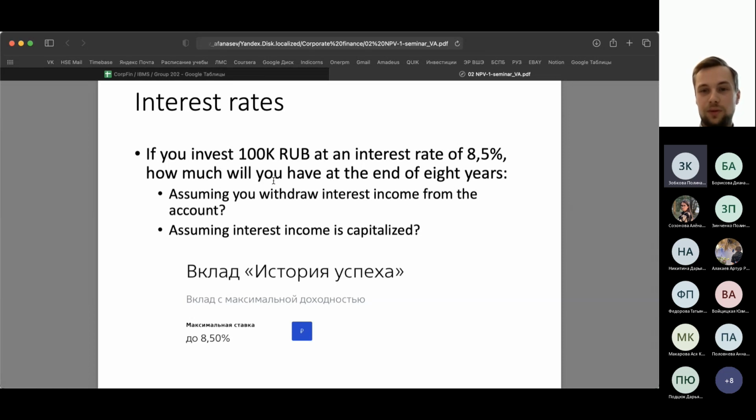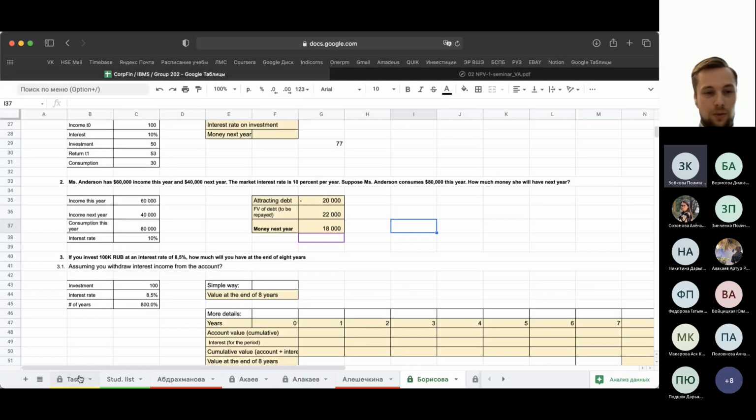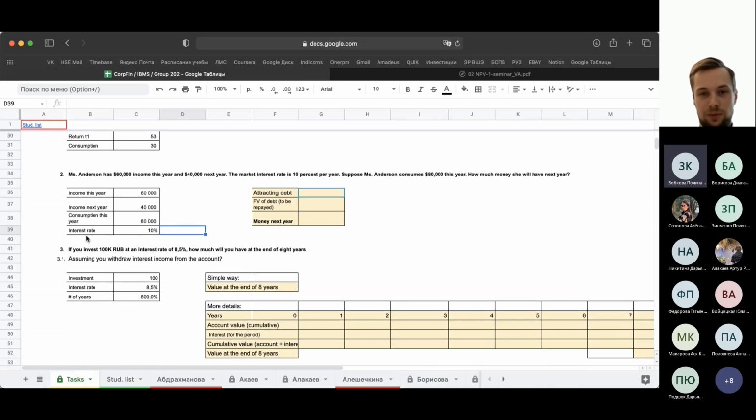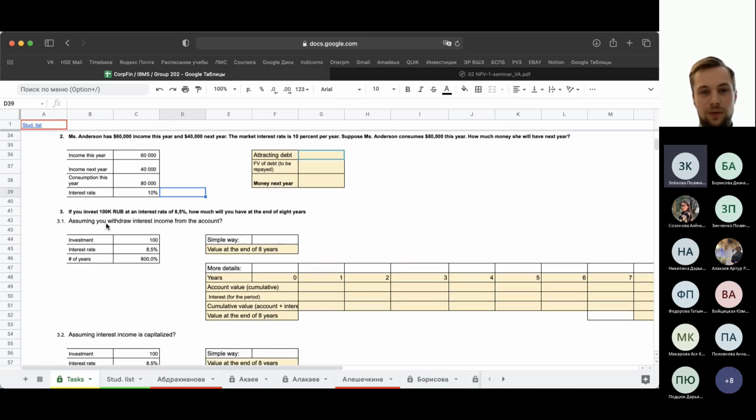And we have here two options. So we can withdraw interest income from the account every year. When we receive the interest income, we withdraw it and put it on our table. And the second option is we assume that the interest income is capitalized, so we do not withdraw interest from the account, but it remains on the account, and here we use compounding interest. Okay, so a couple of minutes to solve, and when someone is ready, let's discuss.